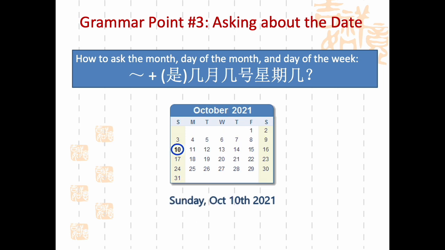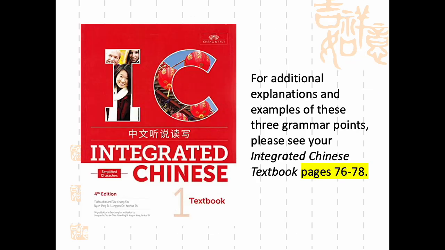Let's try one more. 今天是几月几号星期几? Here you would say, 今天是10月10号星期天. Right? So today is October the 10th, Sunday. So again, for additional explanations and examples of these three very, very important grammar points, please do see your textbook, the Integrated Chinese Textbook, pages 76 to 78.